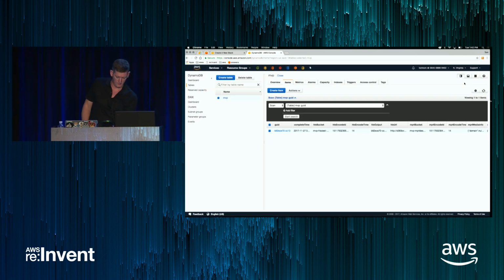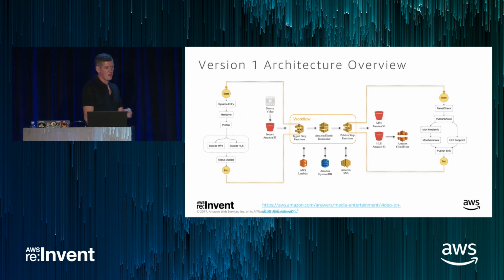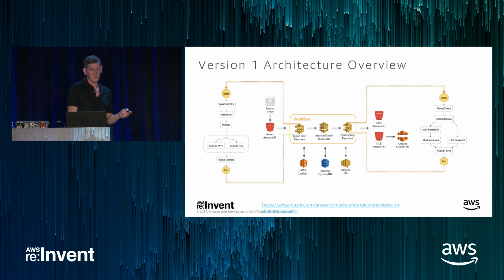So that was the MVP. That was the first version. Very, very simple sort of workflow, but it demonstrates how we could use these services to create this process. We published this on AWS Answers. We got it out and started talking to our customers to get some feedback.